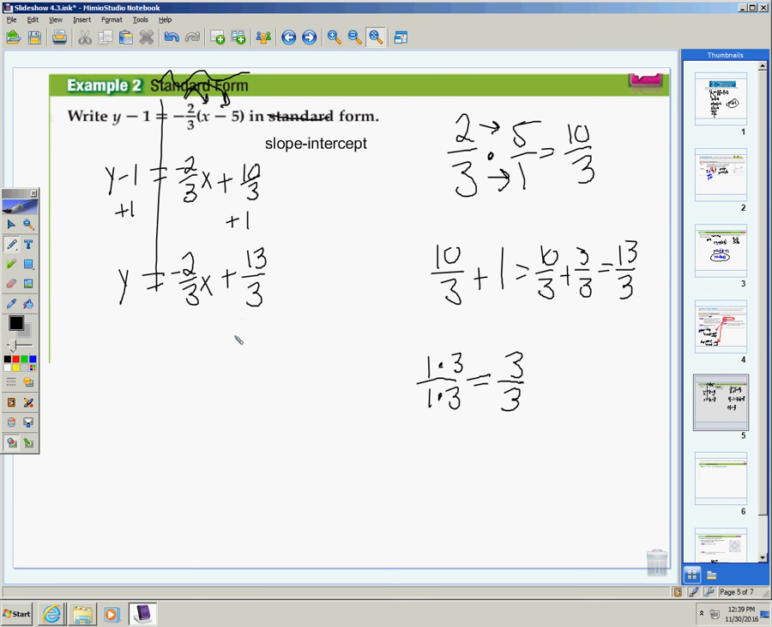The reason we need to know this is because this is how we will type it into our calculators when we go to graph. But basically what we are doing, we are distributing and then solving for y.